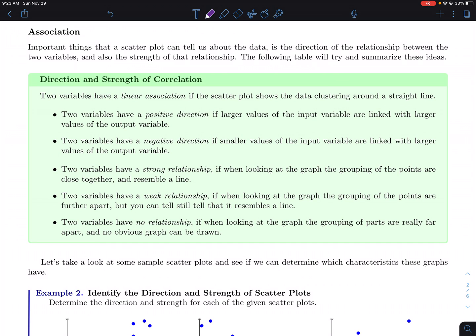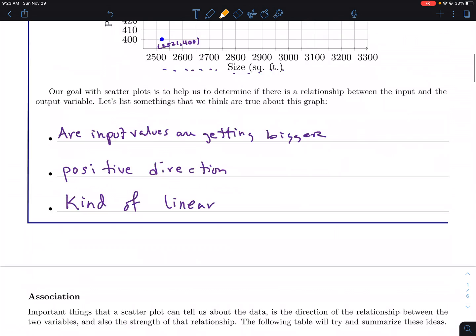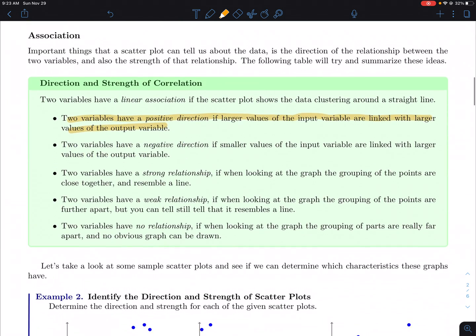So there's a bunch of different ways that we want to think about these scatter plots when we're talking about them. So there's going to be the direction, which is going to be either positive or negative, pretty much. So two variables have a positive direction if larger values of the input are linked with larger values of the output. So just like I said above, are the output variables getting bigger as we go left to right? So that's basically what this is saying. So the outputs getting bigger as we go left to right.